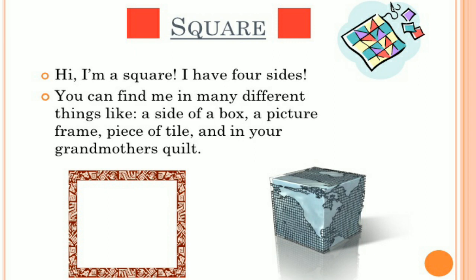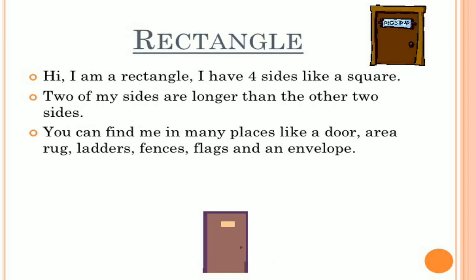Now we are going to learn the next shape, and it's a rectangle. Here we can find our door is also a rectangle. Hi, I am a rectangle. I have four sides like a square, but two of my sides are longer and the other two sides are shorter. A rectangle has four sides, but two sides are longer and two sides are shorter.